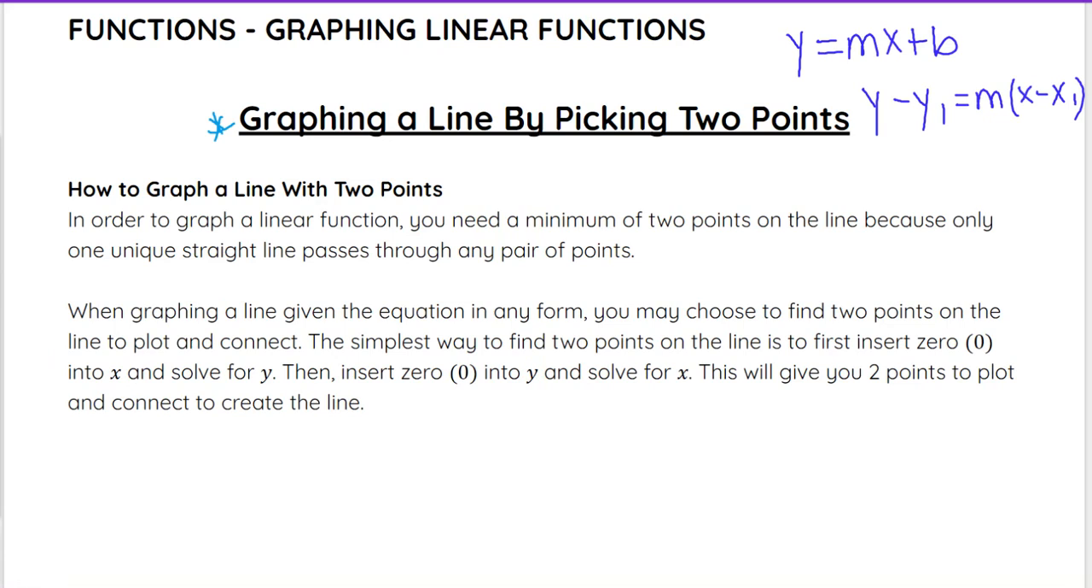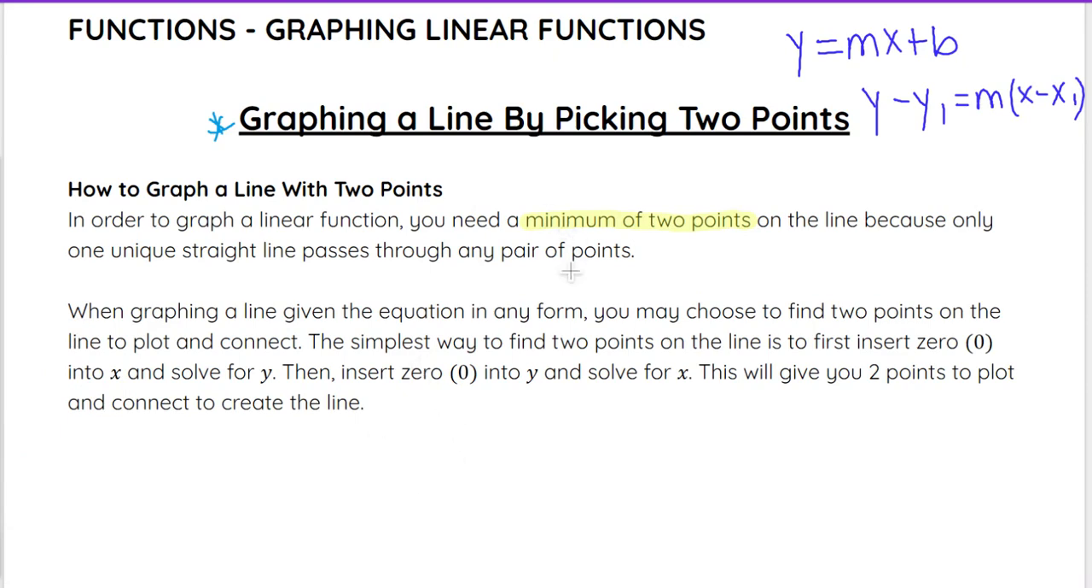In order to graph a linear function, you need a minimum of 2 points, like we talked about, because there will always only be one straight line that passes through any pair of points. So the minimum we need is 2 points. If we have 2 points on a line, we can connect it and we can see the entire line continues beyond those, but we can connect those points and see the path of the line. So when graphing a line, given the equation in any form, you can choose to find 2 points on the line and plot and connect.